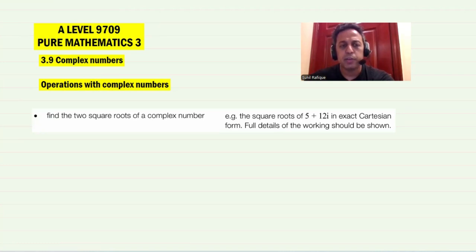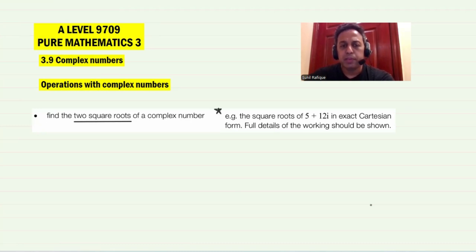This is lesson 3 on complex numbers from the Pure Mathematics 3 syllabus of A Level 9709. And today I'll discuss another essential skill in this course, which is to find the two square roots of a complex number.